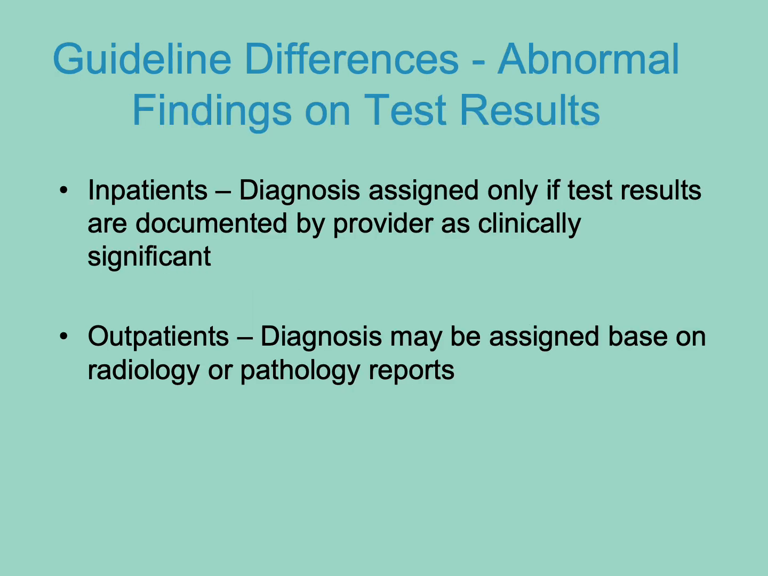Okay, here's another guideline difference. Abnormal findings on test results. For an inpatient, a diagnosis is assigned only if the test results are documented by the provider as clinically significant. It makes a difference to the patient's condition and treatment. For outpatient, a diagnosis may be assigned based on radiology or pathology reports. It doesn't have to be documented by the provider as significant.